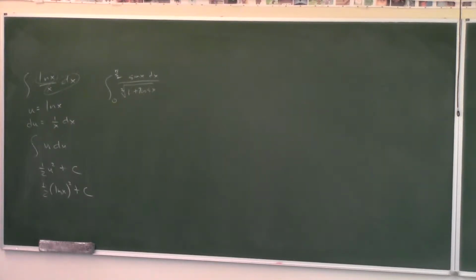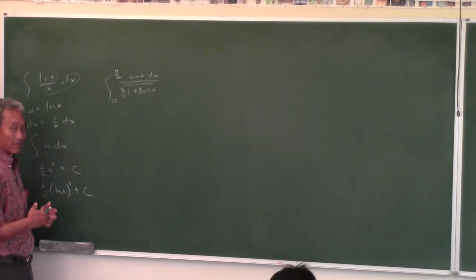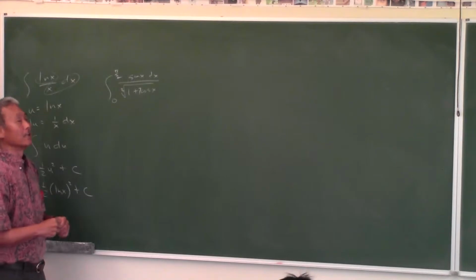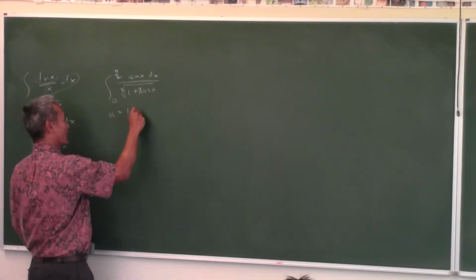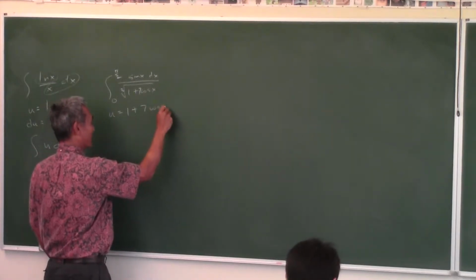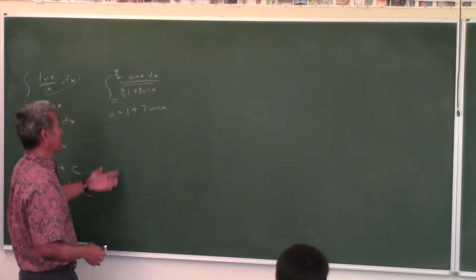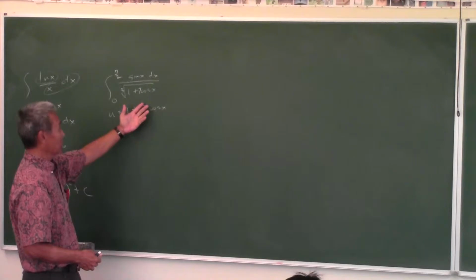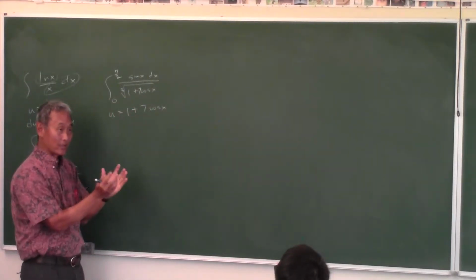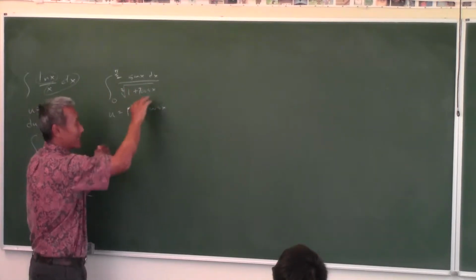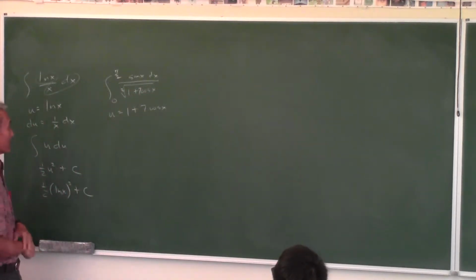Okay, now does that look like it's on the list? No. Can I make a substitution so that the transformed integral will be on the list? Yes, so what should I let u equal to? 1 plus 7 cosine x. Now, some people let u equal cosine x, that would work. 7 cosine x, or even 1 plus 7 cosine x. But if you let u equal to the entire thing in the radical, that's probably the best thing to do.